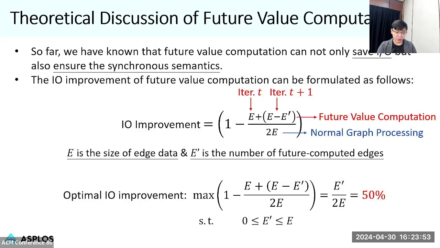Because the value for E prime should be between 0 and E, we can easily get the maximum value by letting E prime be equal to E. So the maximum value we get is 50% of I/O improvement. And the physical meaning of letting E prime equal to E is that we assume all the loaded edges can be processed with the feasibility computation. So in conclusion of this page, when more edges are processed with the feasibility computation, we can get a higher I/O improvement. And the optimal I/O improvement we can get is 50% according to this equation.